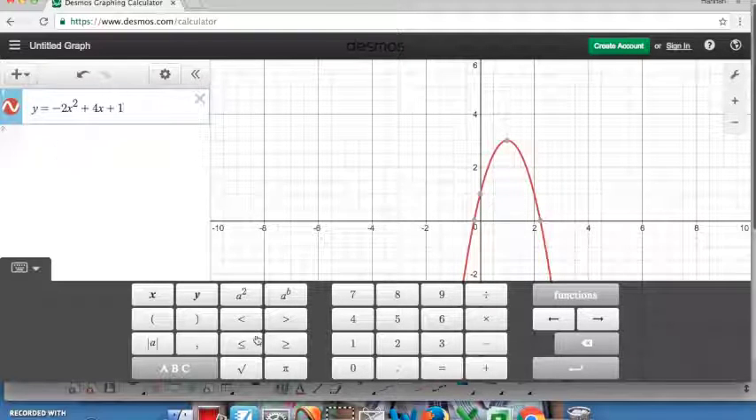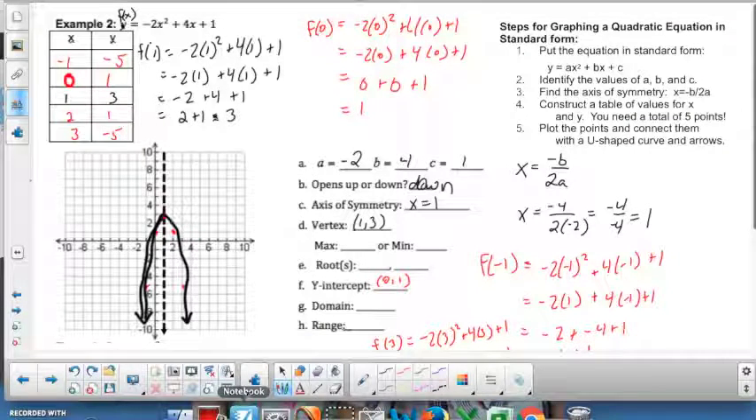Let's look though at a couple more details about this example. First of all, the maximum is going to be that vertex of 1, 3. Again, remember that you're either going to have a max or a min, depending on whether it's opening up or down. In this case, we just have a max because we just have a top point.